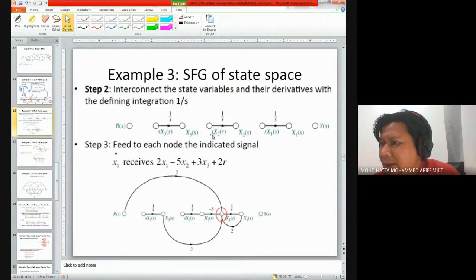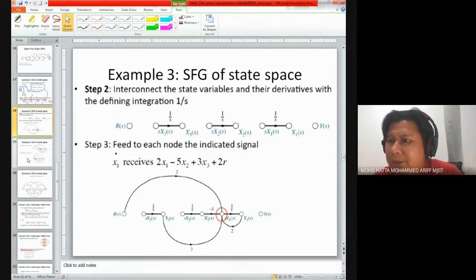So that's what we're going to do first. Okay, this is what we have. Now, interconnect the state variables and their derivatives with the defining integration 1 over s. So 1 over s, as I mentioned earlier, is our integration.